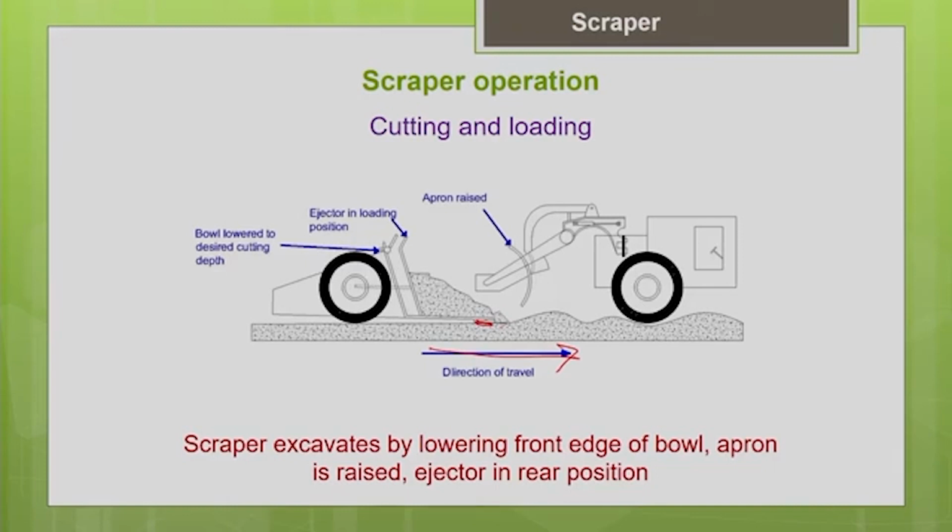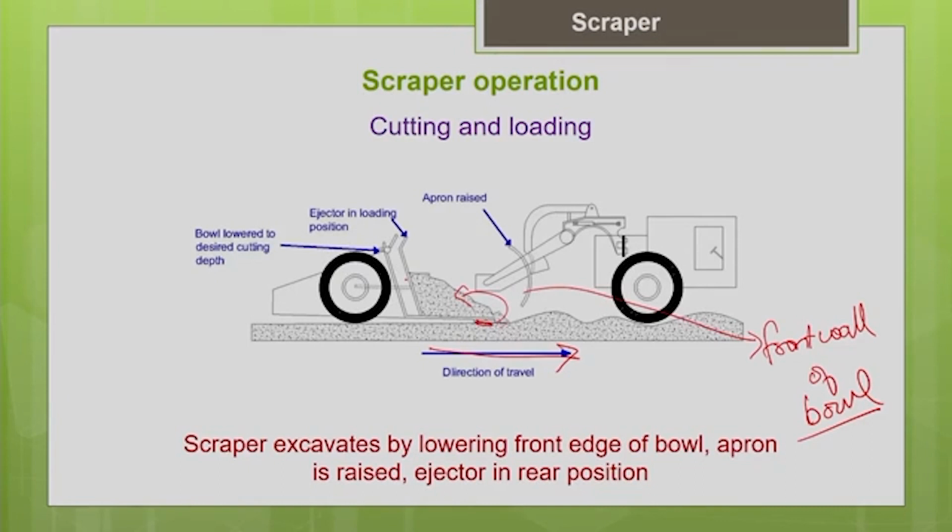When you want to do the cutting and loading operation, you are supposed to lower the bowl so that the cutting edge is in contact with the ground. Once it makes contact with the ground, it will start cutting the soil and the soil will start entering your bowl. To facilitate the entry of material into the bowl, you have to raise this apron. Apron acts like the front wall of the bowl. You can either raise the apron or lower the apron. When you want the material inflow, you have to raise the apron. Similarly, when you are dumping, to facilitate the outflow, you have to raise the apron.